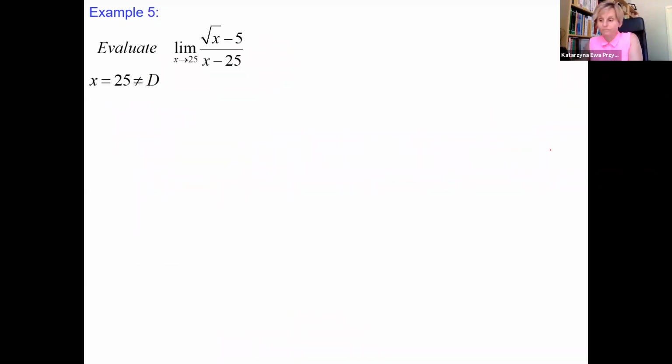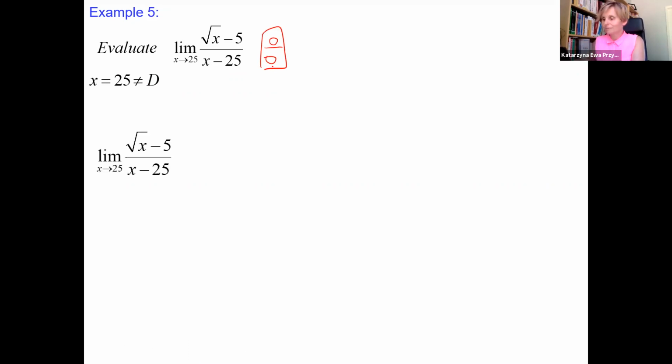Example number 5. Square root of x minus 5 over x minus 25. We have to check how this function behaves near 25. Of course, 25 is not in the domain because substituting, we're getting 0 over 0. Let's find out common 0. The same main concept. We have to find out this common 0, common factor.